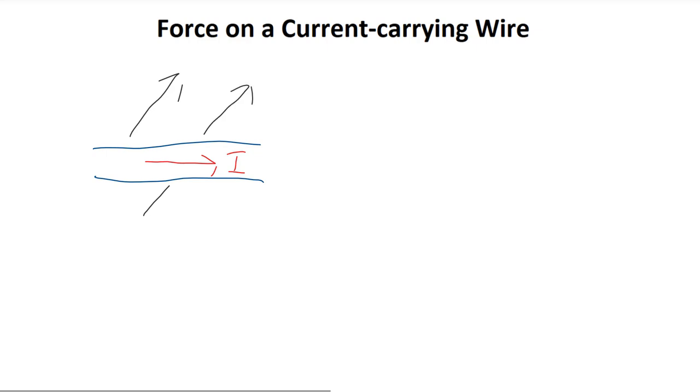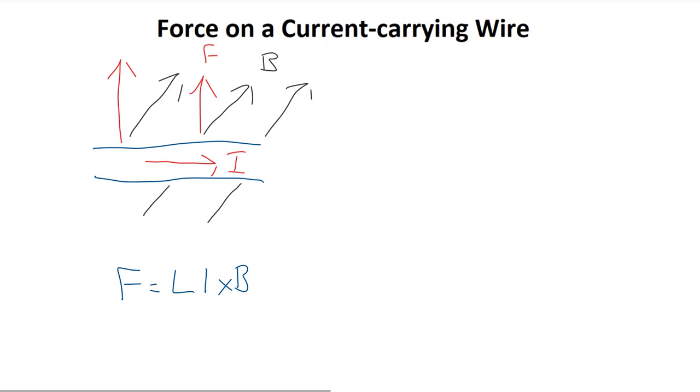Since there is a magnetic force on one charge, there must also be a magnetic force on a collection of charges. The strength of that magnetic force is given as follows. It is equal to the length of the wire, capital L, multiplied by the cross product of the current and the magnetic field. Again, both current and magnetic field are vectors as they have direction associated with them. I use arrows to represent them on a diagram.